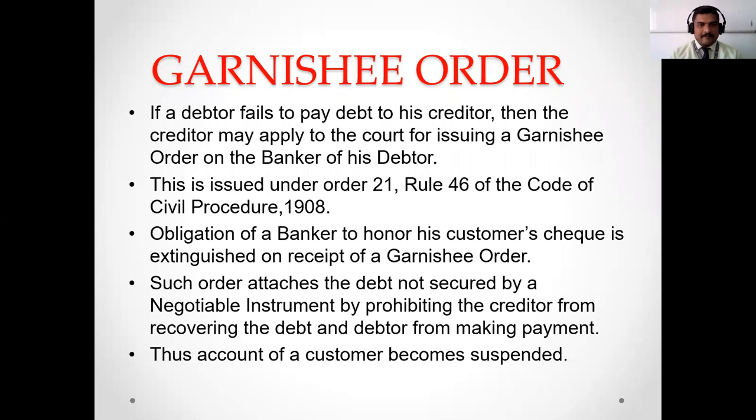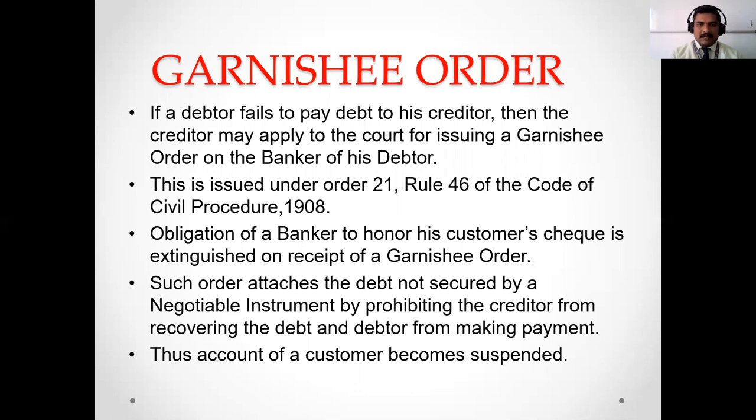Garnishee order. Okay. So a garnishee order is an order issued by a court to the banker about the customer of the banker. It is issued by the court to the banker related to the bank customer. It is an order to the bank from the court about the bank customer. So that is the meaning.